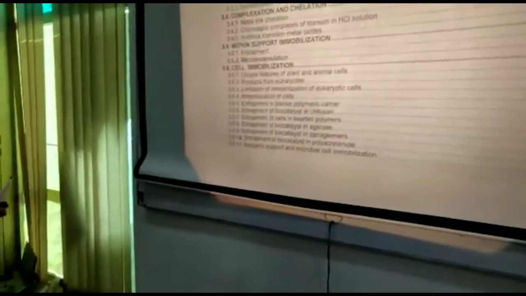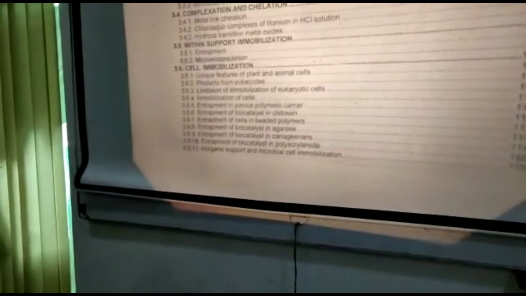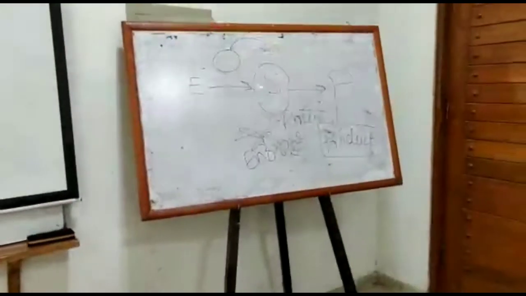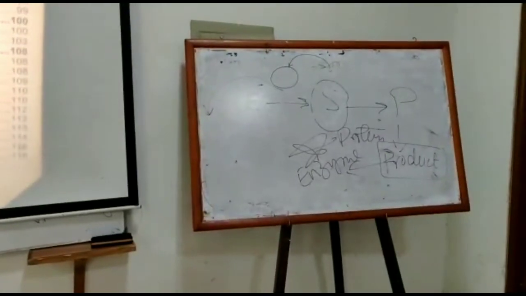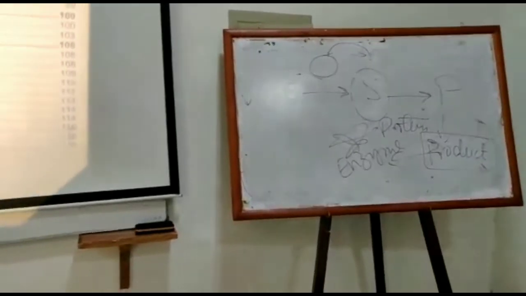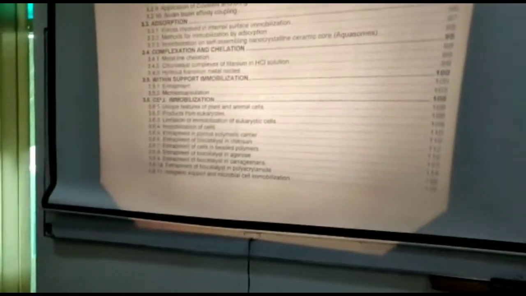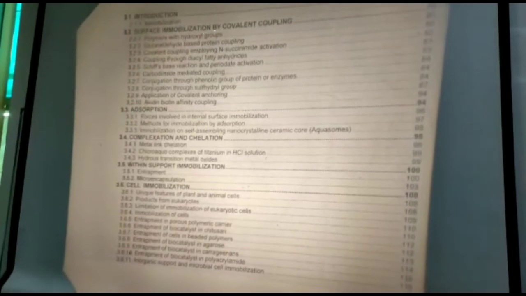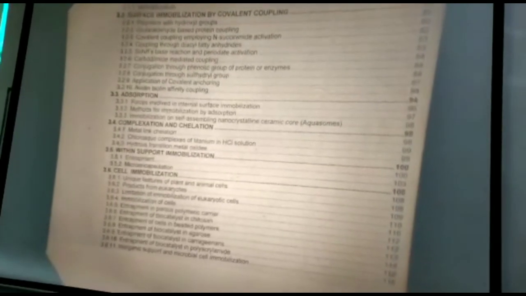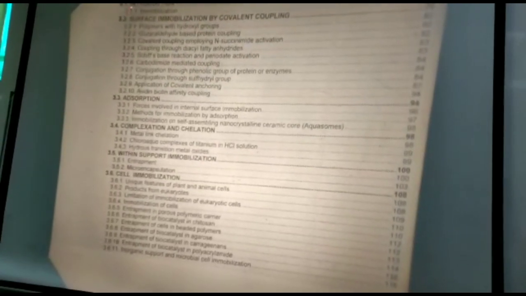Now microencapsulation, that's another way, that is, we can use microencapsulation as we have been using in medicine, the most modern way to get medicine. So we will be discussing these one by one. Cell immobilization is not our area. Our area is to restrict ourselves to this aspect, that is immobilization: surface immobilization, covalent coupling, by adsorption, by complexation, by chelation, and within support immobilization. Up till here we have to discuss.